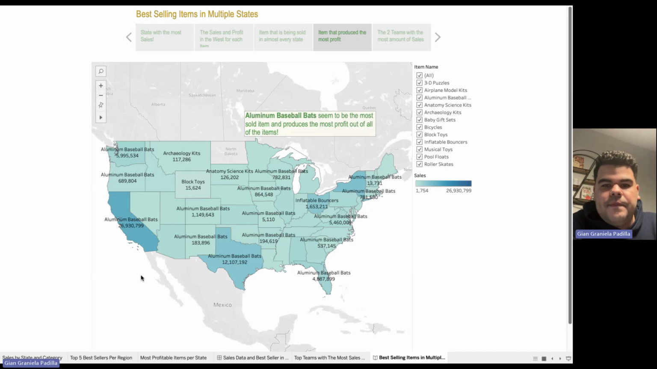And then these are some of the items that produce the most profit out of all of them. Here I'm talking about the aluminum baseball bats that I mentioned earlier. It's the one that produced the most sales and the most profit. And just like I mentioned earlier, it's a good idea to focus more on these products and take a better look at these products than the other underperforming products.